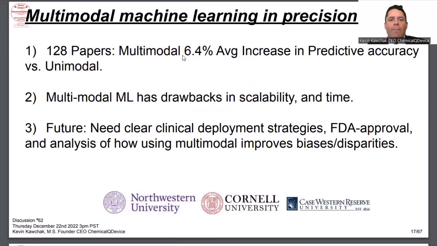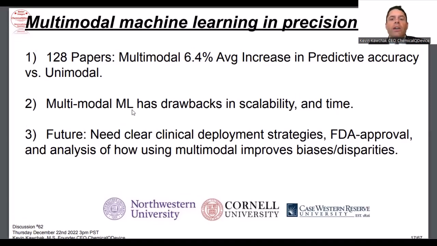So of the 128 papers that they looked at, there was a 6.4% average increase in predictive accuracy versus unimodal. Now keep in mind, MRI and PET scan isn't multimodal by their definition. So it's across disciplines of health. And like I said before, it has issues with scalability and time. And then the future: clear clinical deployment strategies, FDA approval, and analysis of how using multimodal improves biases. So that's another key thing with that too.